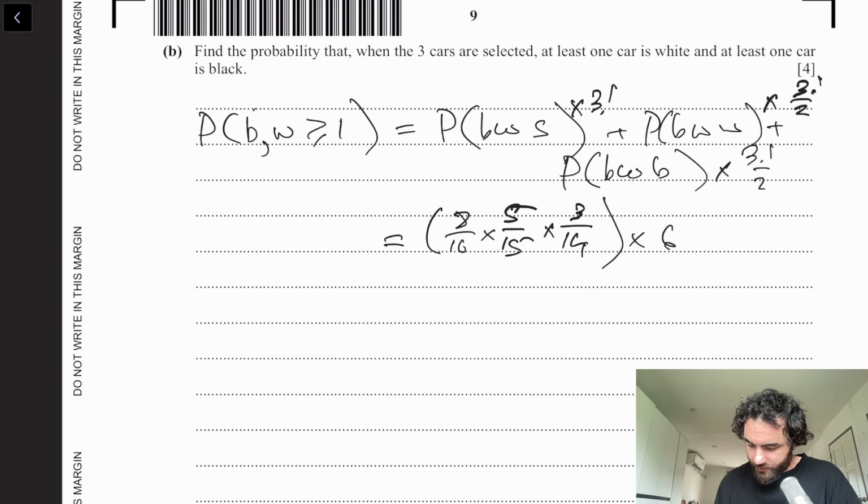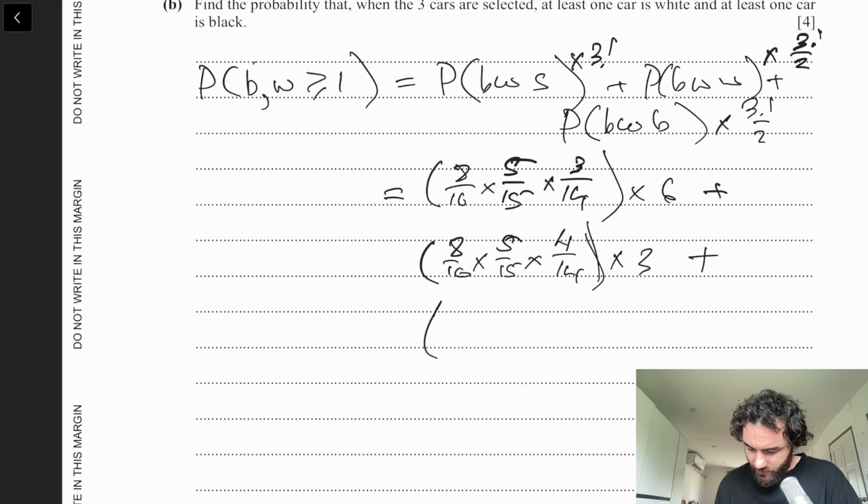Times that, plus this one will be a black one, which is 8 over 16, times a white one, which is 5 over 15, times another white one, which would be 4 over 14, because we've taken one white one out, times 3. Plus a black one, 8 over 16, times a white one, 5 over 15, plus another black one, which would be 7 over 14, times 3.